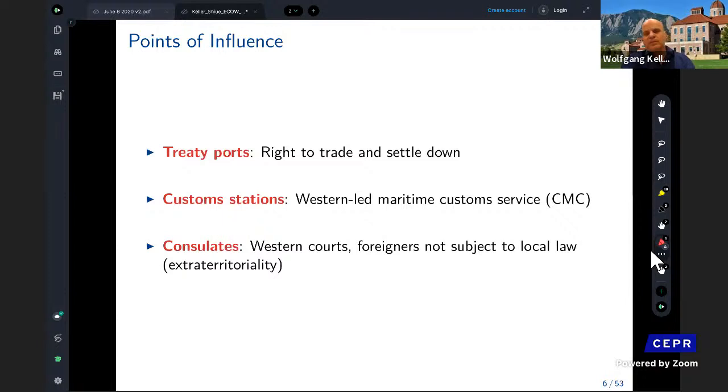There were also customs stations in a larger set of these treaty ports, and the customs was actually led starting in 1854.